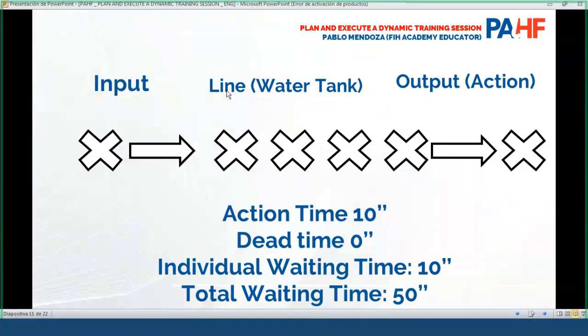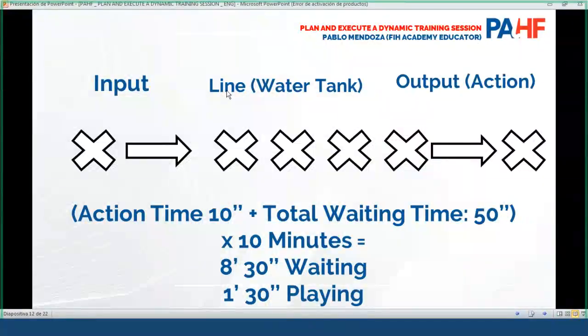As a matter of fact, 40, because there was one player less than the example that I'm giving you here. The output and the input was the same player. What I mean by this is they had to wait 40 seconds to play 10 seconds. If you extend that to a more complex situation or exercise, the waiting time and the action time are so far from each other that it makes the flow of the training session extremely slow.